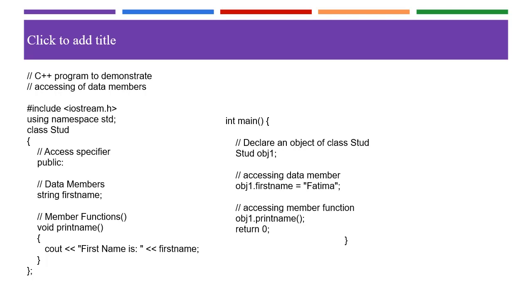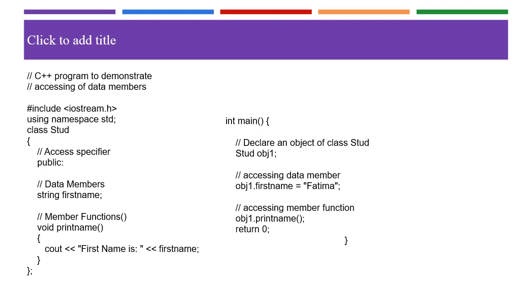Now to access the data members, what do we require here? I have to access the data members with the help of the dot operator. So I have to use object name dot data member name. Here I have defined obj1 dot first name is equal to my name Fatima, mentioned in double quotes. Now if I want to access the member function, I again have to use object name dot method name. So for this purpose I have to use obj1 dot print name. Print name is a member function defined in my class.